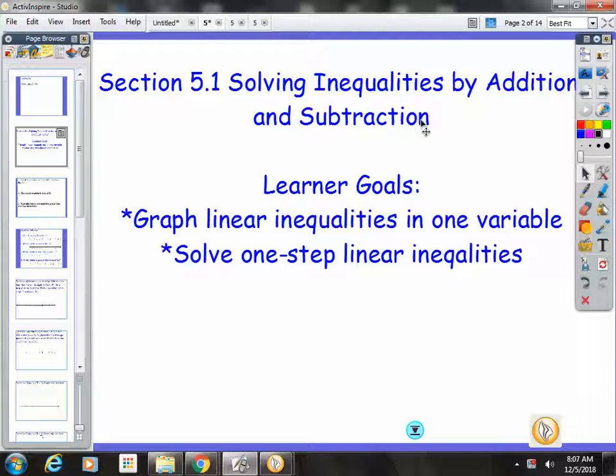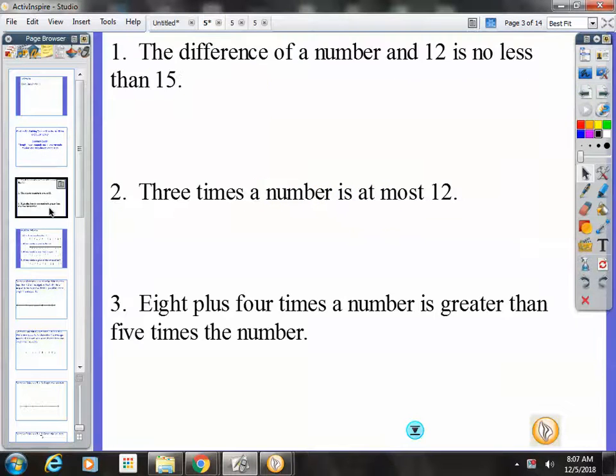To start off, let's look at some verbal sentences. So if I said the difference of a number and 12 is no less than 15. So I want to change these words into algebra. When it says the difference of a number and 12, what operation does that make you think? Subtraction. What two things are we subtracting? A number and 12. So let's write n minus 12. You can use whatever variable you want.